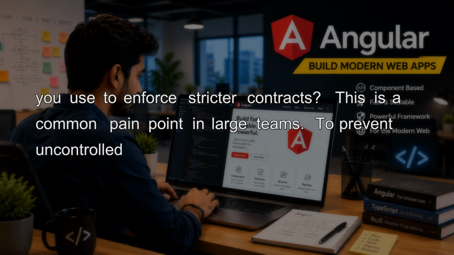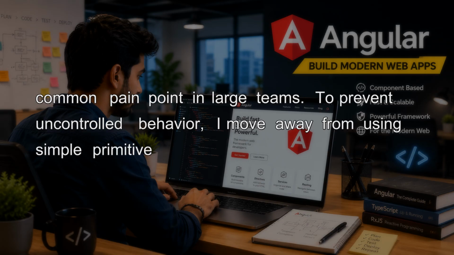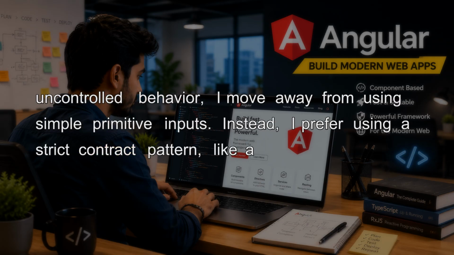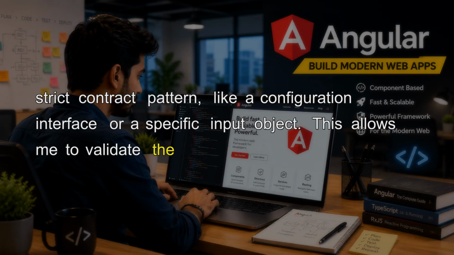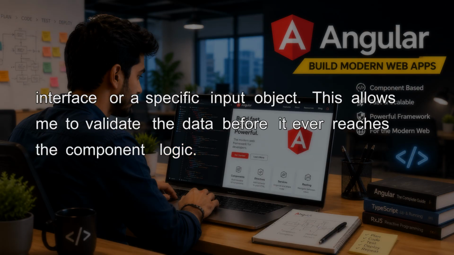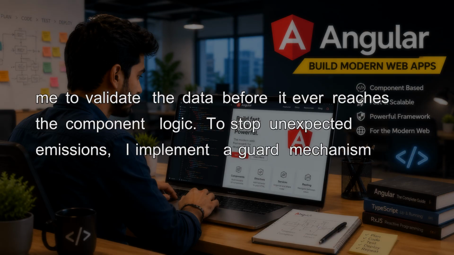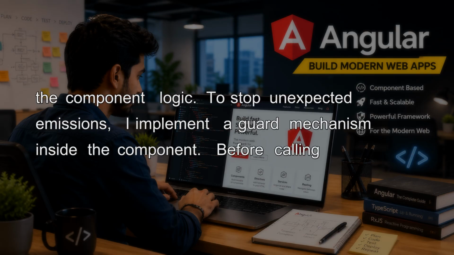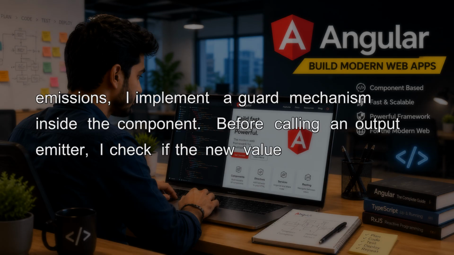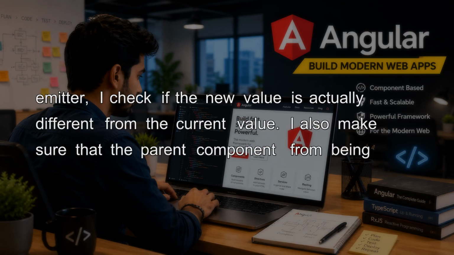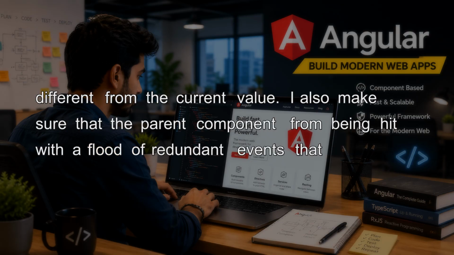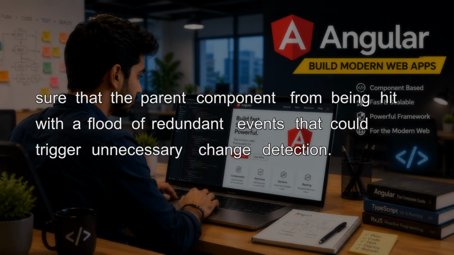To prevent uncontrolled behavior, I move away from using simple primitive inputs. Instead, I prefer using a strict contract pattern, like a configuration interface or a specific input object. This allows me to validate the data before it ever reaches the component logic. To stop unexpected emissions, I implement a guard mechanism inside the component. Before calling an output emitter, I check if the new value is actually different from the current state. This prevents the parent component from being hit with a flood of redundant events that could trigger unnecessary change detection.